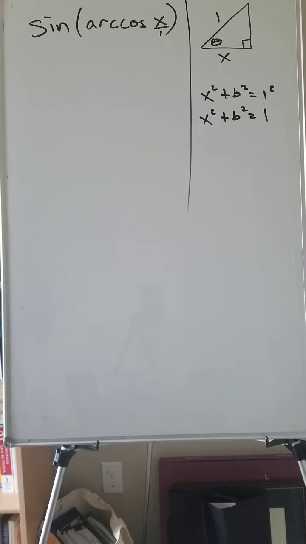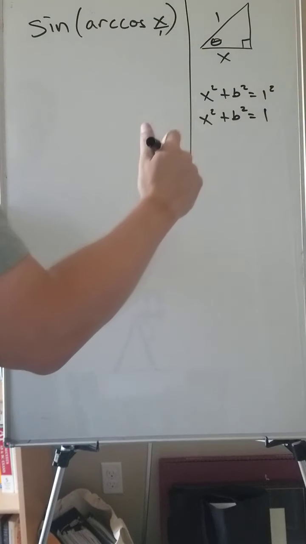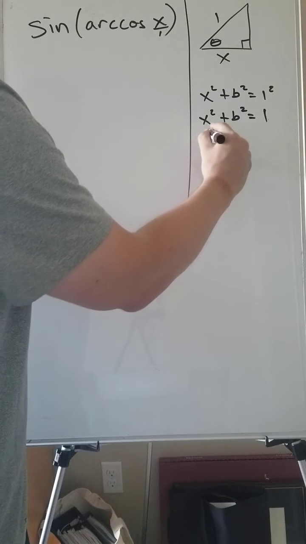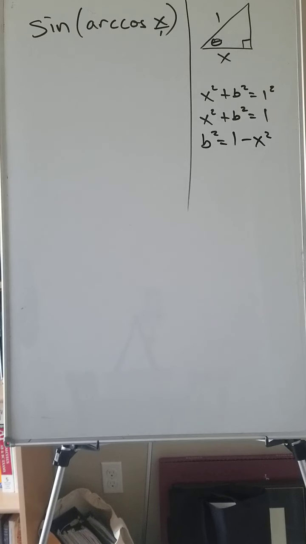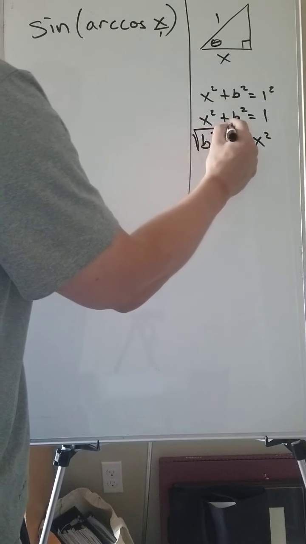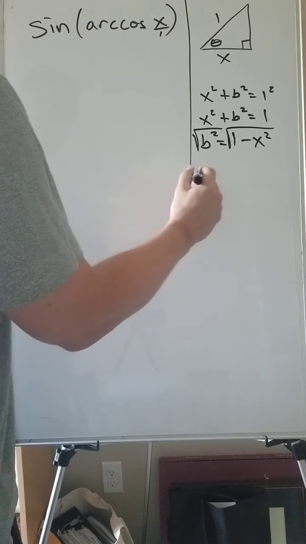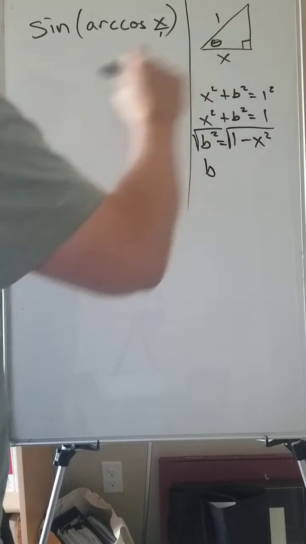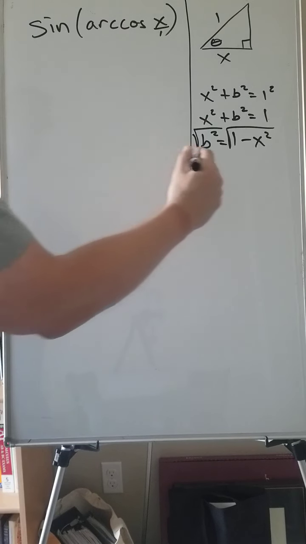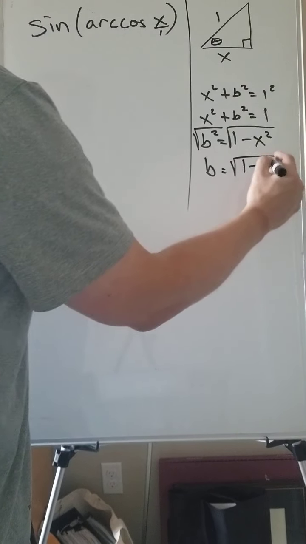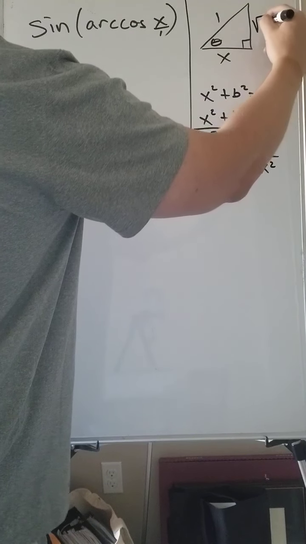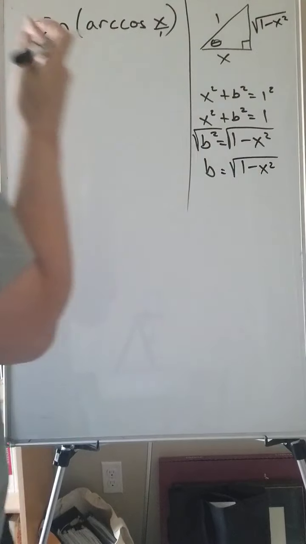And I'm trying to solve for the missing side that I'm just calling b for now. So I'm going to subtract x squared to the other side, and I get b squared equals 1 minus x squared. And now what do I do? I take the square root on both sides. The square root of b squared is just b because, again, b can't be negative. On the other side, the square root of 1 minus x squared doesn't simplify. It's just the square root of 1 minus x squared. So that means this side length right here is the square root of 1 minus x squared.